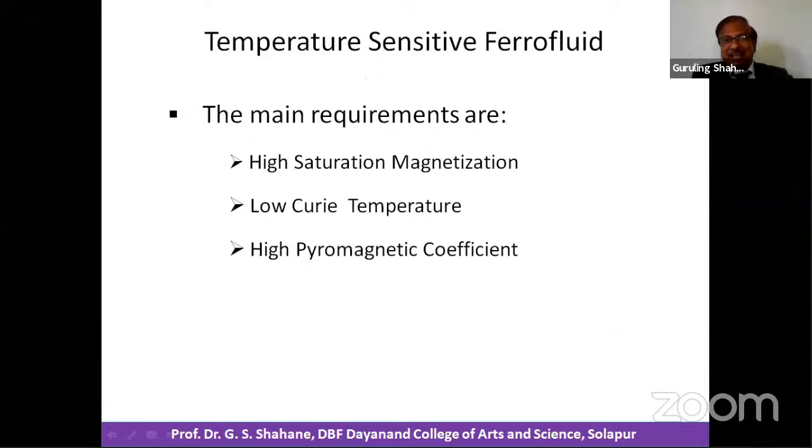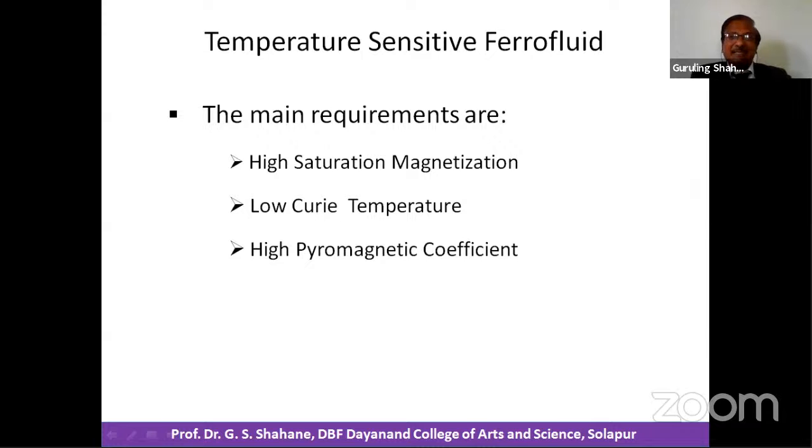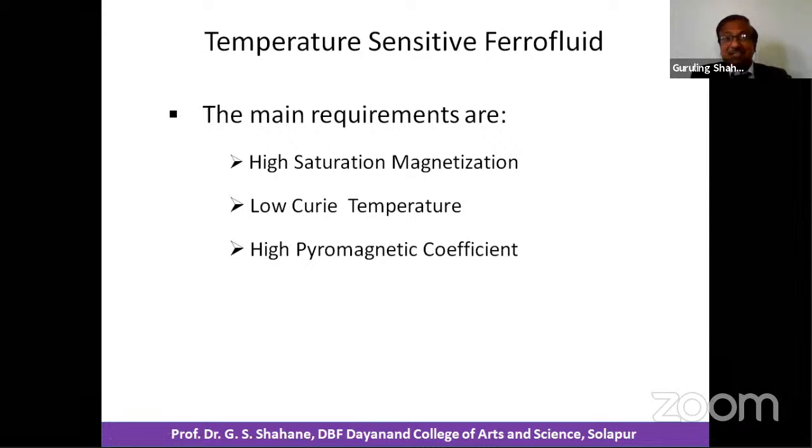Now for this, we require a temperature sensitive ferrofluid, but what are the main requirements for that? There are three basic requirements. It must have high saturation magnetization, its Curie temperature must be very low, and it must have a high pyromagnetic coefficient. It must suddenly change.